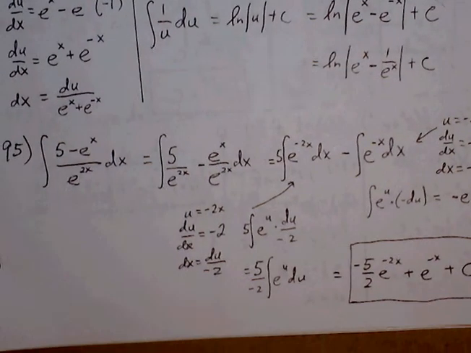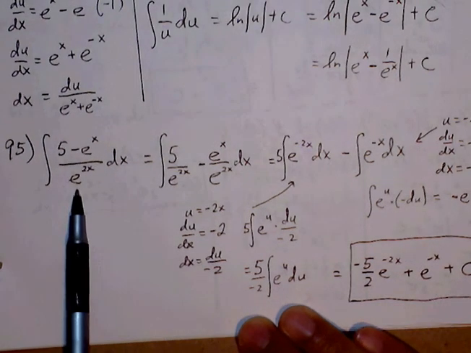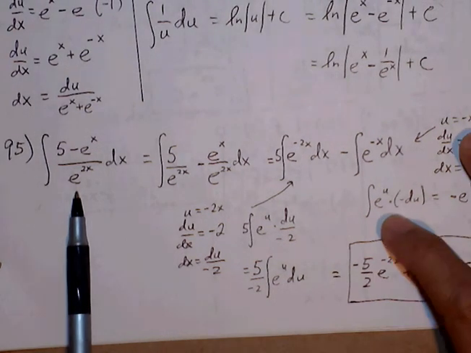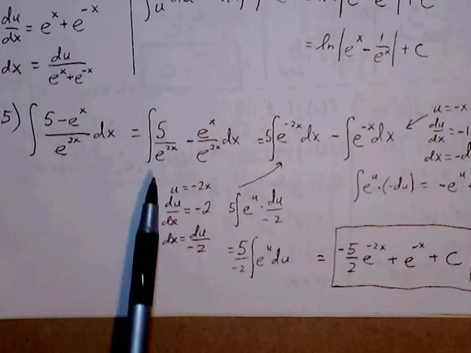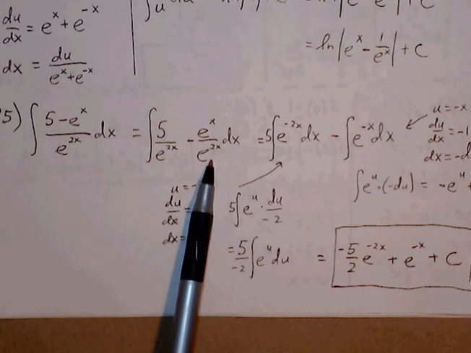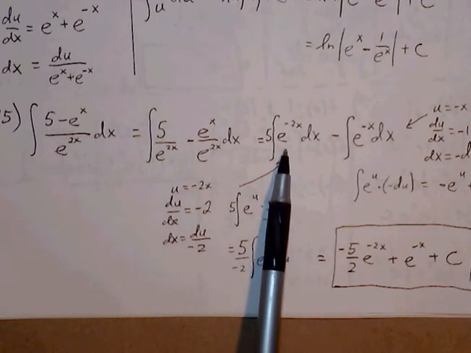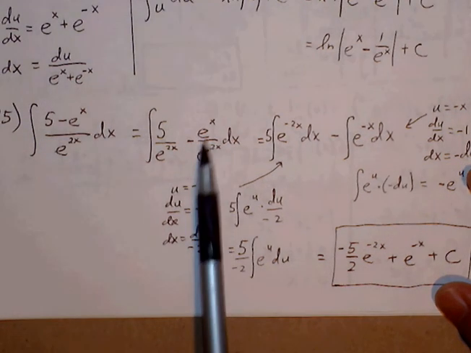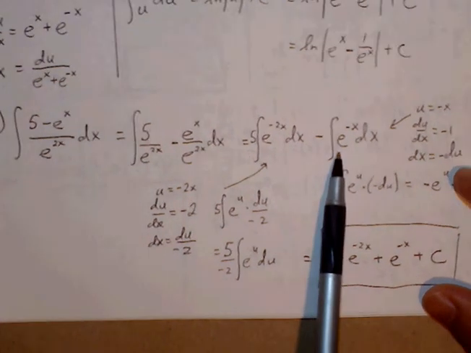Okay, 95. 5 minus e to the x over e to the 2x. Anytime I see one term in the denominator, I want to split up the fraction and see if that will help simplify the problem. So separate fractions: 5 over e to the 2x minus e to the x over e to the 2x. Okay, this one, I can bring the e to the top and use substitution there. For this fraction, as long as I have the same base, I can subtract exponents. So x minus 2x is negative x. So I have the integral of e to the negative x dx.